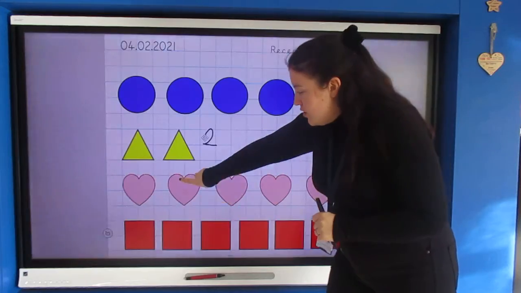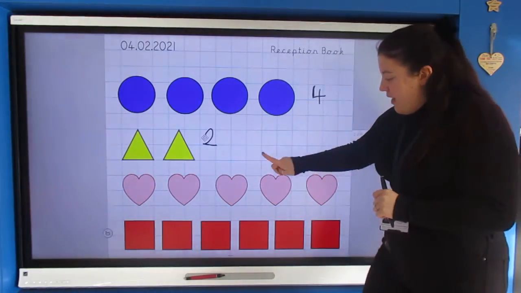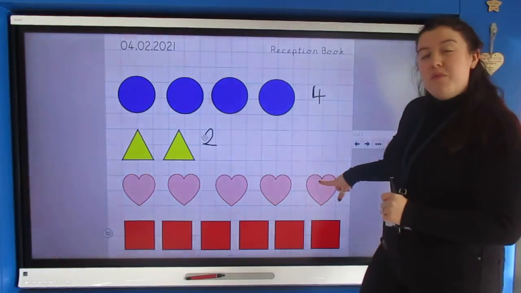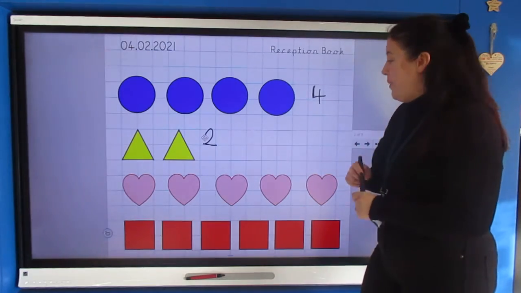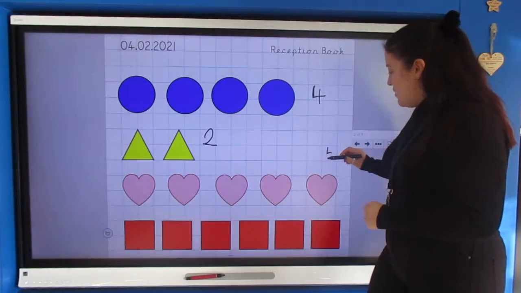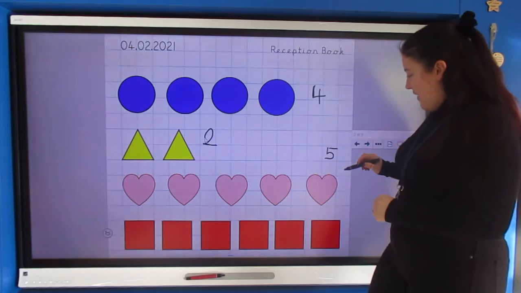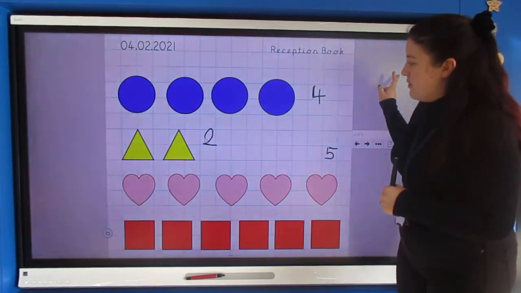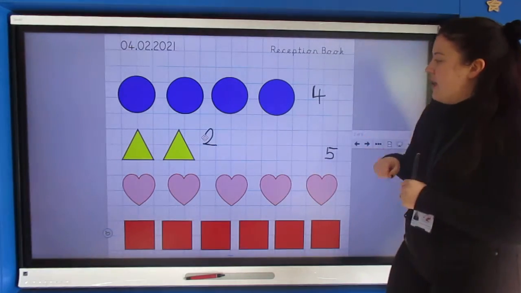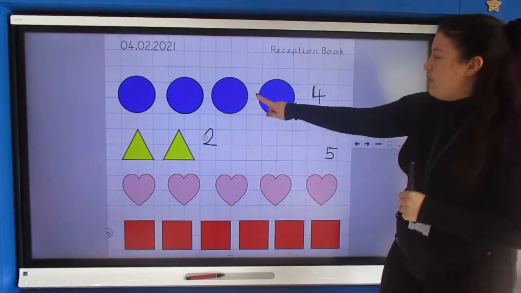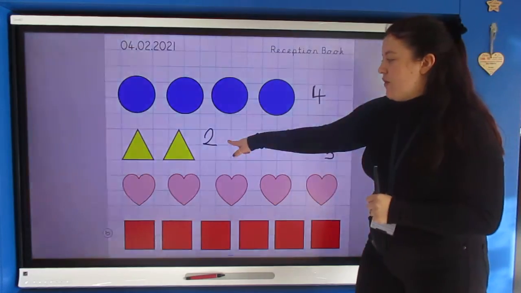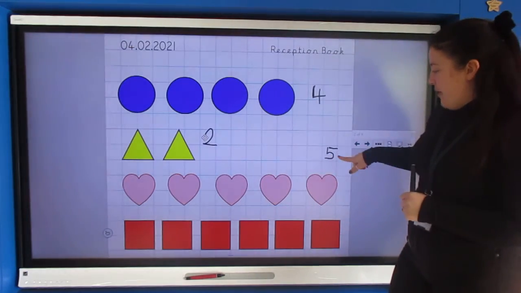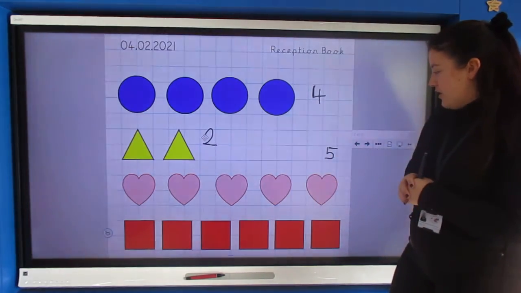1, 2, 3, 4, 5. Good job. 5. I'm going to write 5 there at the top because I haven't quite got enough space at the bottom there. Okay, so far, let's go through them again. We have got 4 circles, we've got 2 triangles, and we've got 5 love hearts.